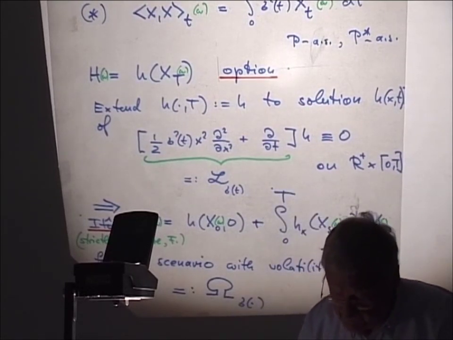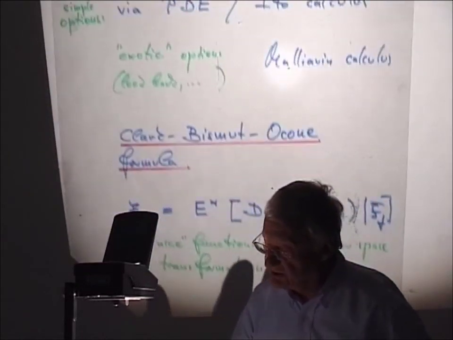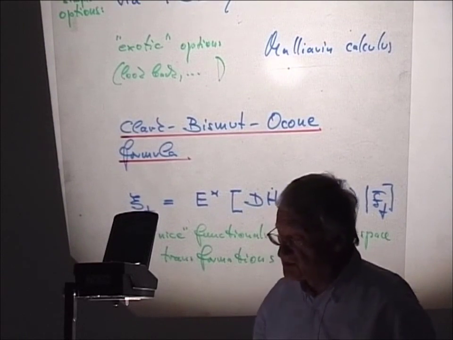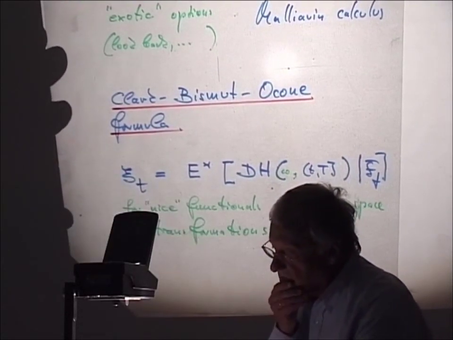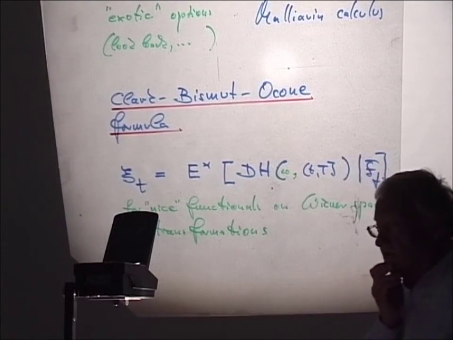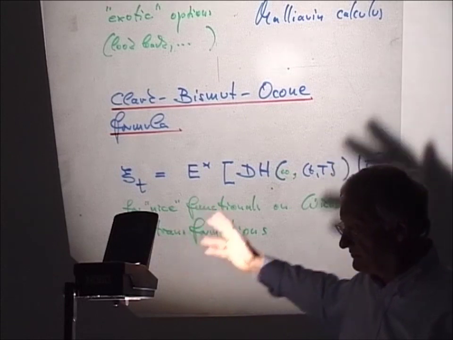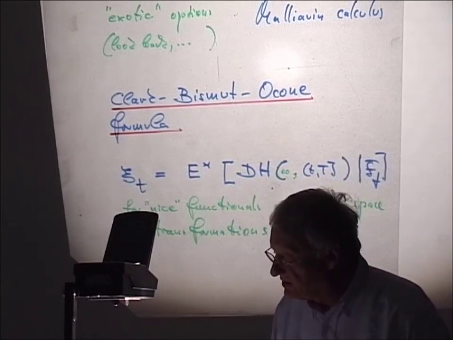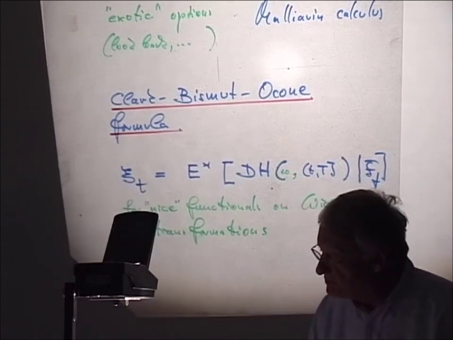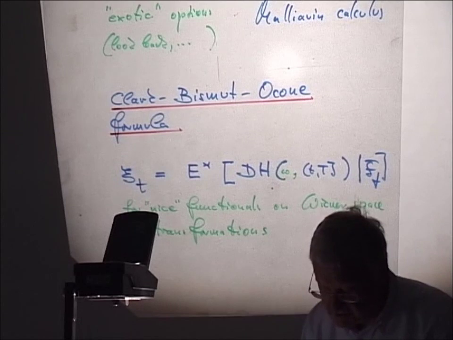Now, in general, the computation of the integrand, which means the trading strategy, for simple options works as I just described via PDE and Ito calculus. For exotic options like look-back options and other complicated things, depending on the whole path, not only on the final value, you can use Malliavin calculus, for example, the Clark-Bismut-Ocone formula for computing the integrand.